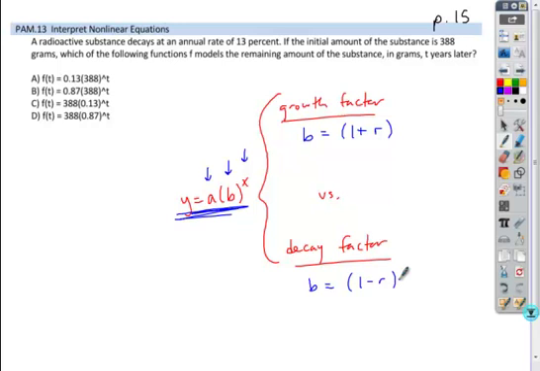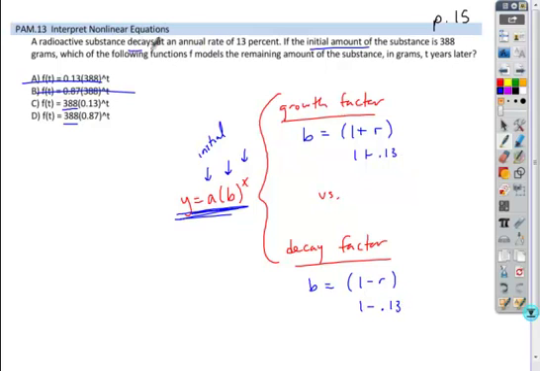So the idea here is that a is your initial amount. When you look at this, the initial amount is 388, so we know that a has to be 388. Once again, as a process of elimination, you can eliminate a and b from your options. And so now you just have to see, with this rate of 13%, are we talking about 1 plus 0.13 or 1 minus 0.13? Those are the two options you're looking at.